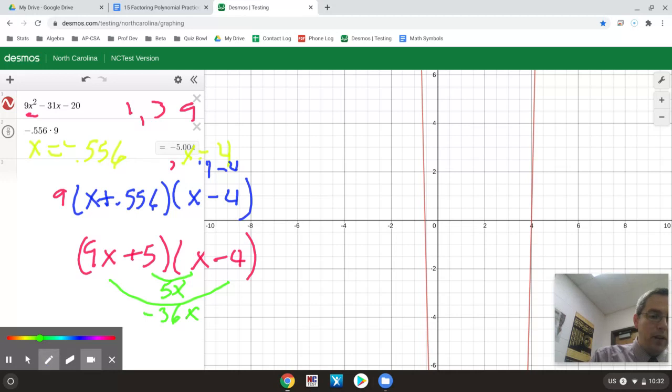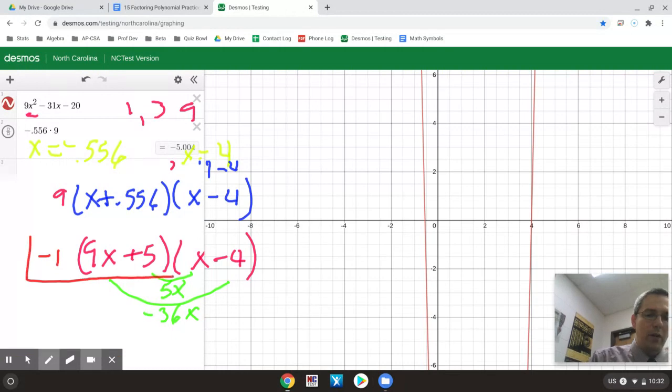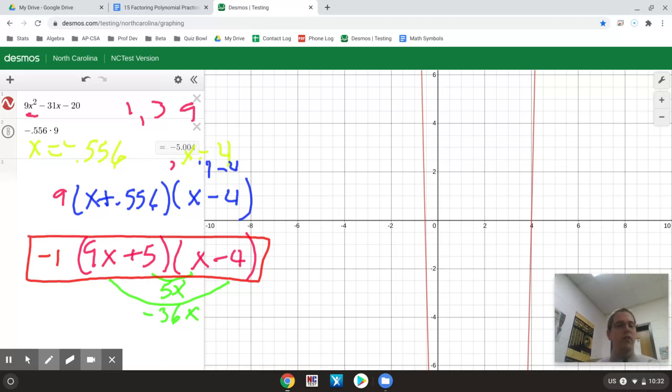Now, speaking of -1, though, remember we factored out a -1 as the first step, so that does need to be included as part of my answer. Sometimes you'll just see a negative, or I prefer to write a -1 in front of the whole thing. So don't forget, if you did take a GCF out as your first step, you do need to include that back in as your answer. That will give you an idea of how to do this.